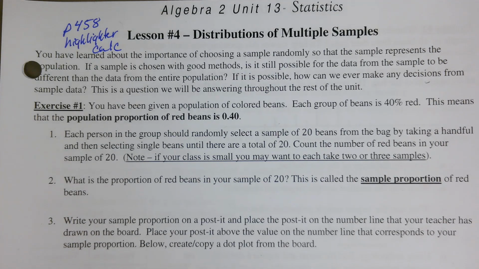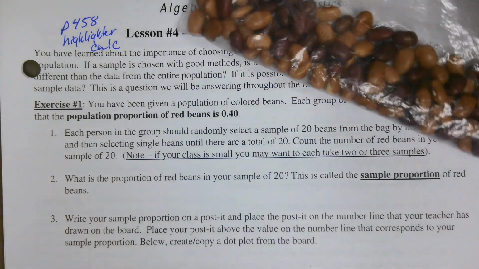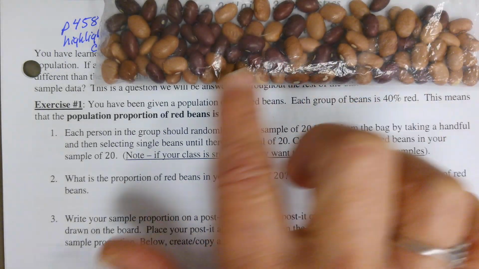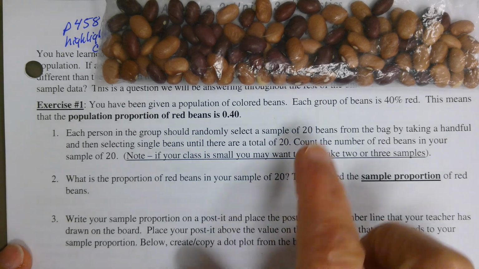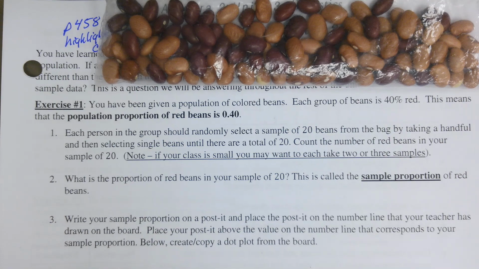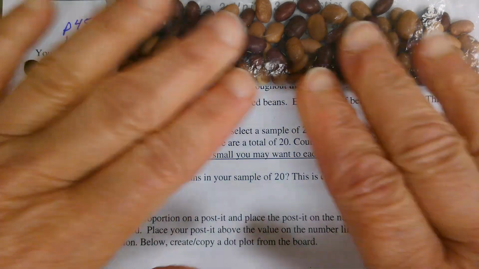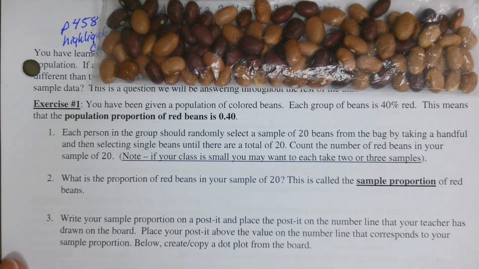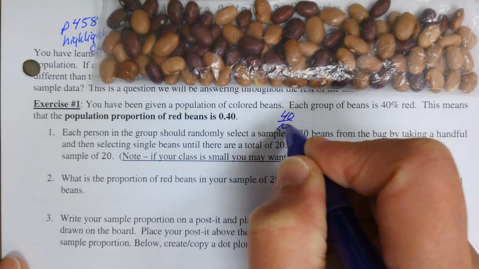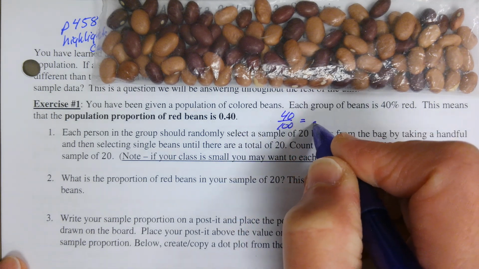So our first exercise, what I have here is a bag of colored beans. Some of the beans are red, some of them are tan. If I was with you in class, you would each have a bag of beans like this, and you would select 20 beans from the bag. Each group of beans is 40% red. That means I can tell you that there are 100 beans in this bag, and if 40% is red, there are 40 red beans. So the population proportion of red beans is 0.40, 40 out of 100. This is equivalent to 0.40.